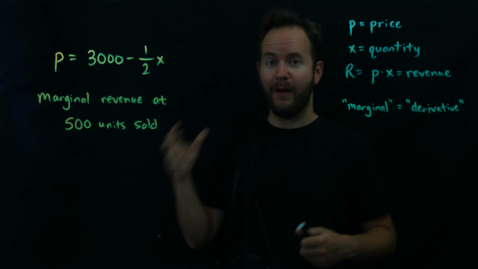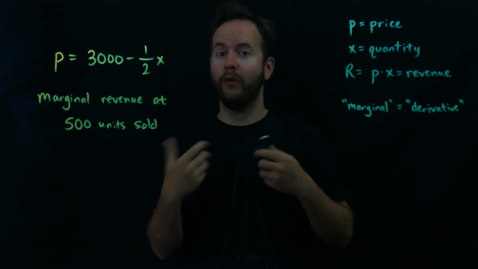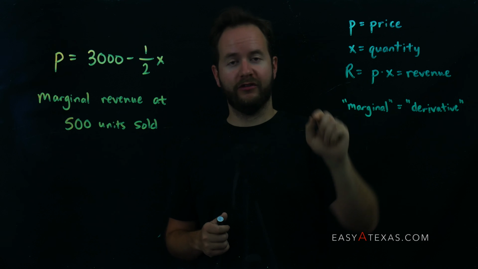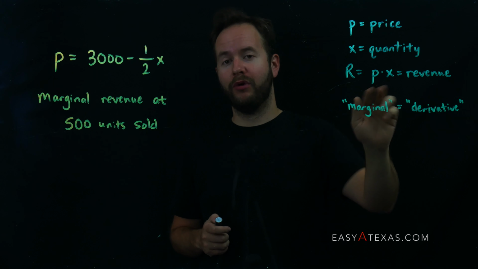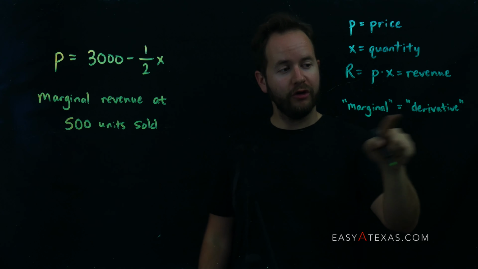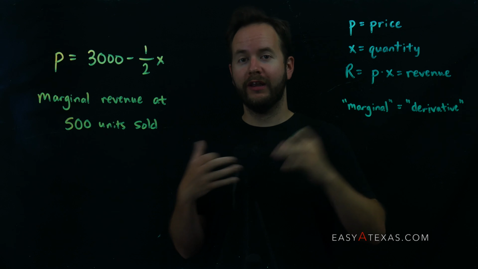This calculus question is about business. So we've got a few formulas that we need to know going into this, namely that P is price, X is quantity, and if you want revenue, you need to multiply price and quantity together. Lastly, marginal means derivative. We're going to use that idea in order to get an answer to this question.